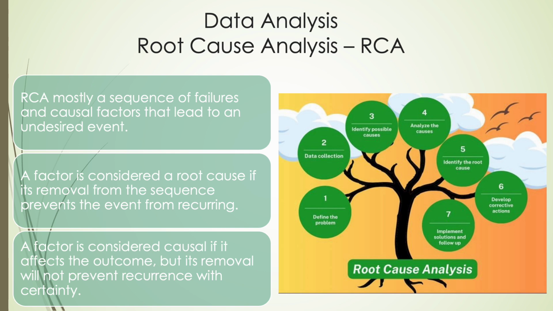In this process, it's important to distinguish between causal factors and root causes. A root cause is the underlying issue. Removing it would prevent the problem from happening again. In contrast, a causal factor may influence the outcome, but eliminating it alone wouldn't guarantee the issue won't recur. Understanding this distinction allows teams to focus on changes that will truly drive long-term improvement and system resilience.